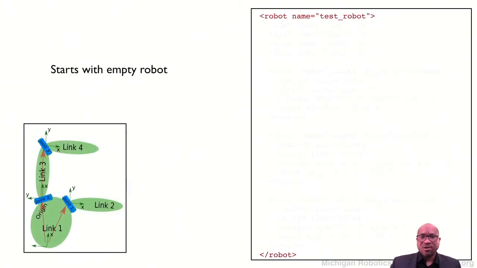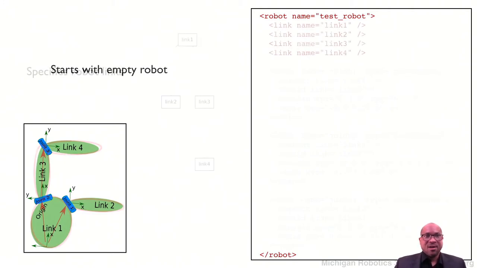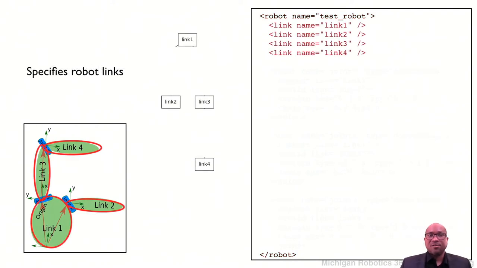Our robot starts off as one big object, right? We have one big tag that says robot name, an opening tag, and then a closing tag at the bottom, which will contain our robot. So we have an empty robot in this case, and we'll give it a name. We're going to specify robot links. Our system is going to have four links: link one, link two, link three, and link four.